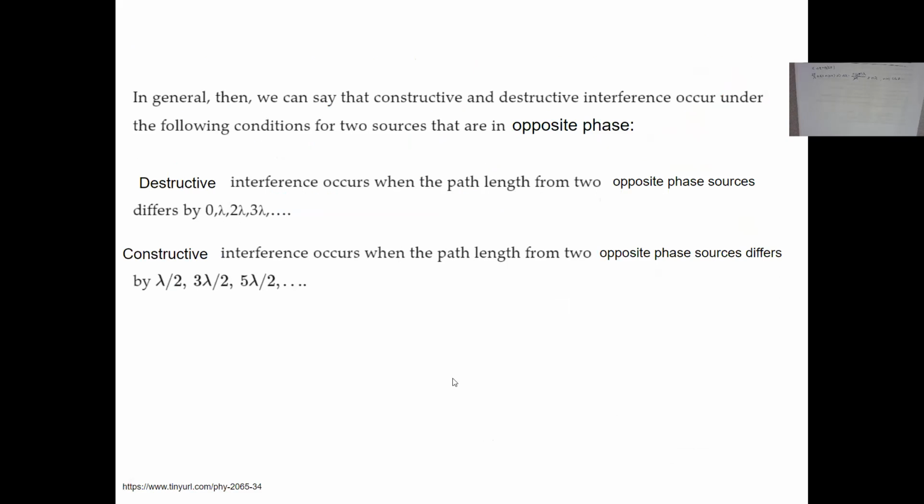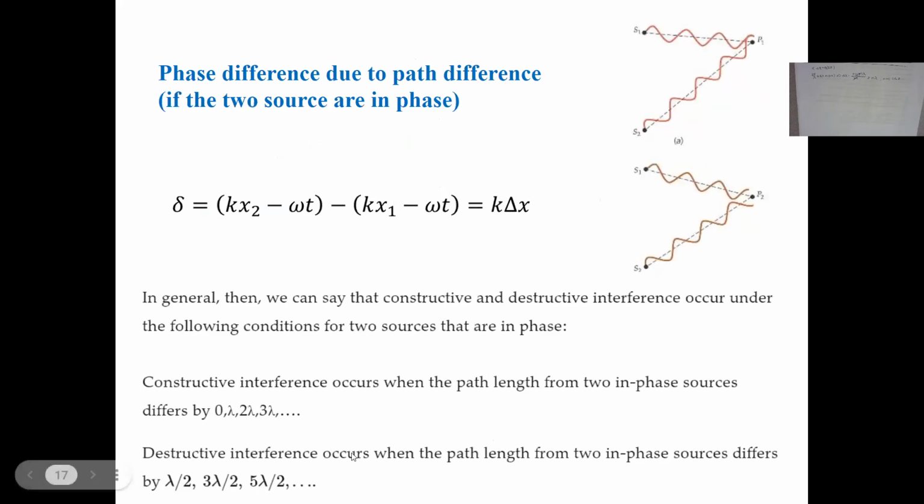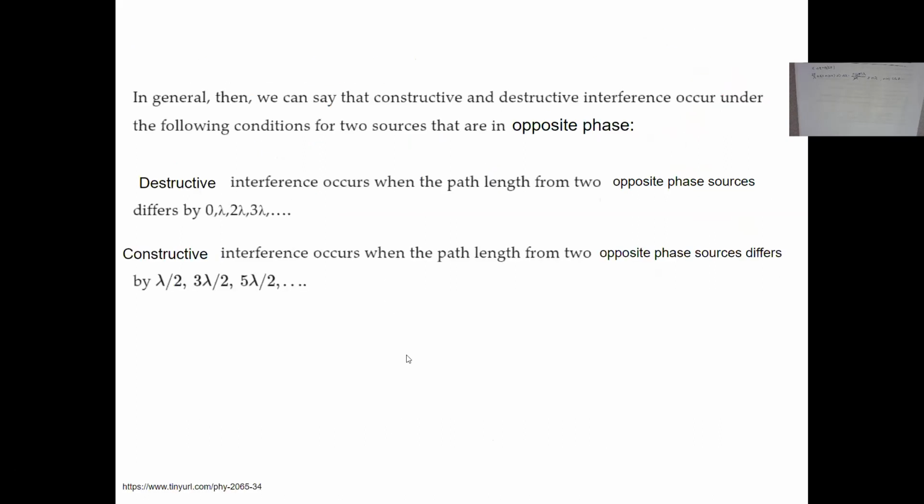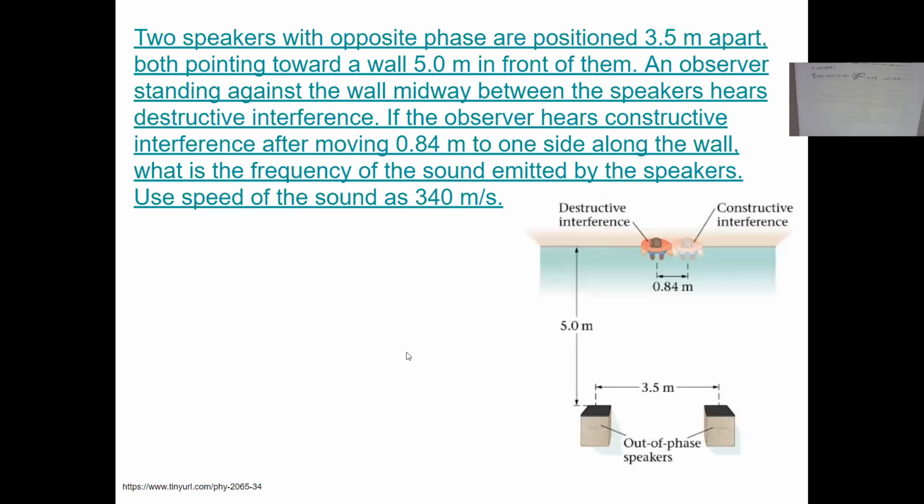If you have the case of in phase, then you go to here. But out of phase, that means conditions on this page. It says they are 3.5 meters apart, both pointing towards a wall, 5 meters in front of them. An observer is standing against the wall midway, so in between.